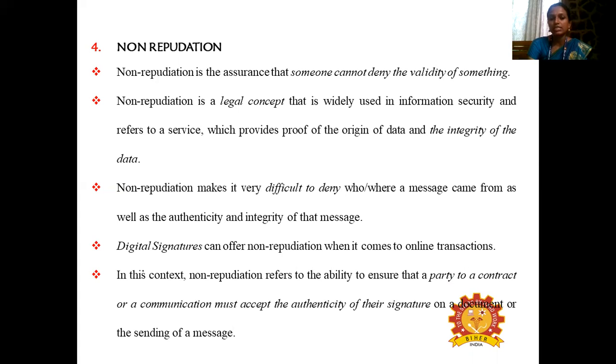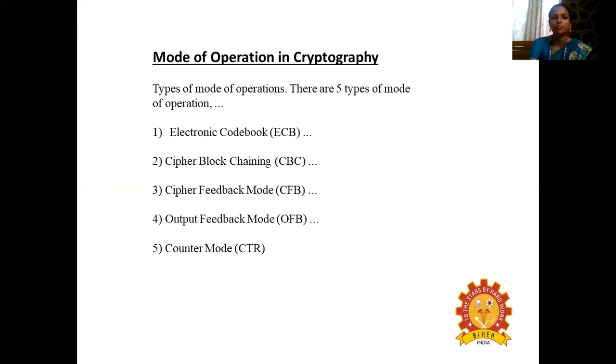In this context, non-repudiation refers to the ability to ensure that a party to a contract or a communication must accept the authenticity of their signature on a document or the sending of a message. All these things happen in non-repudiation. Digital signatures can offer non-repudiation when it comes to online transactions. For online banking, we are using digital signatures, right? This all is part of the non-repudiation process.